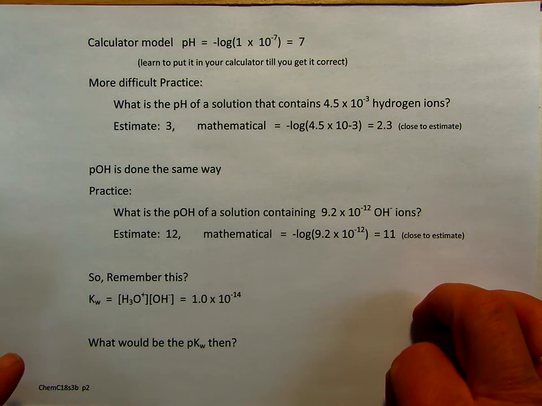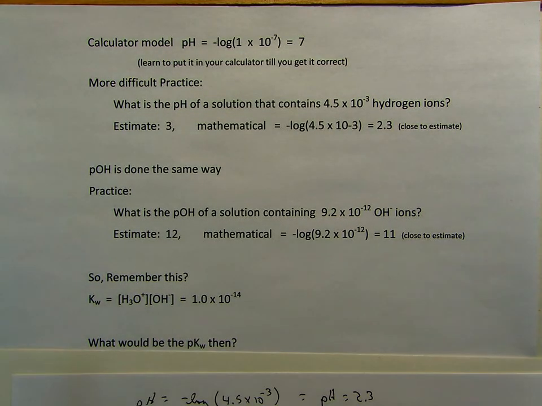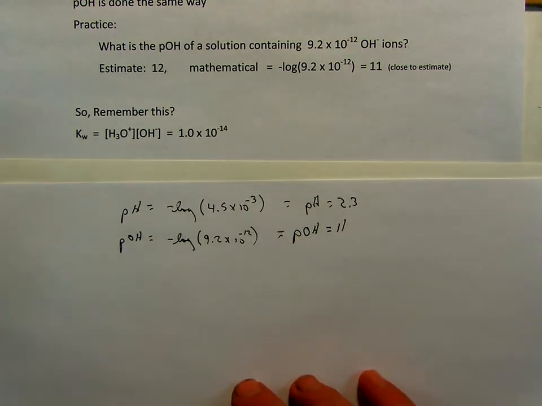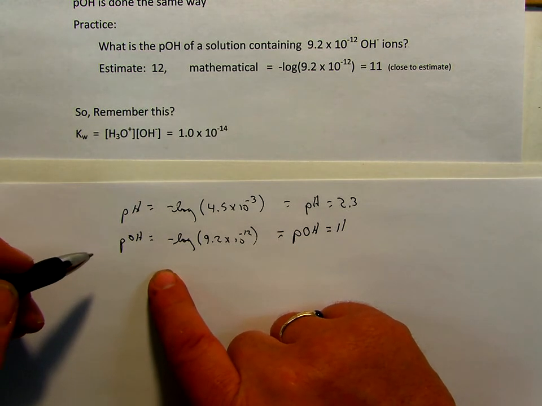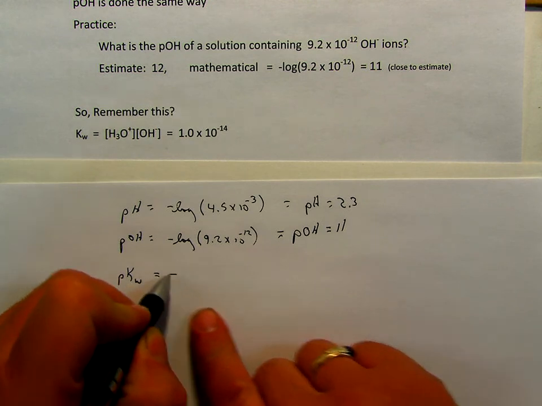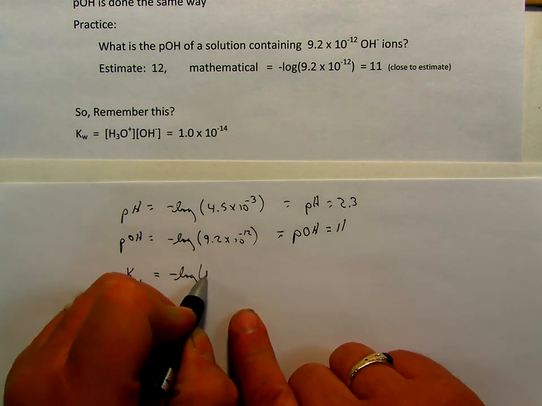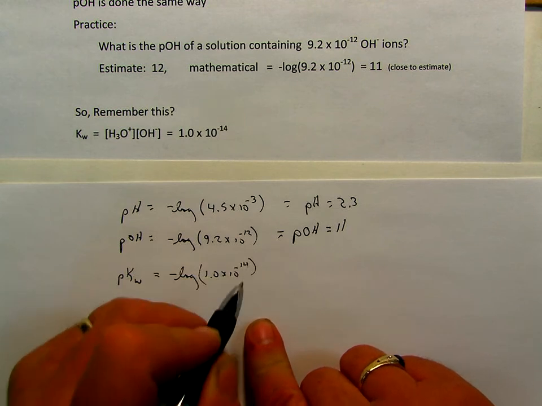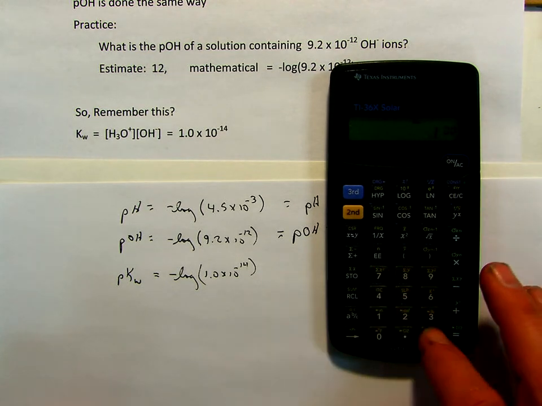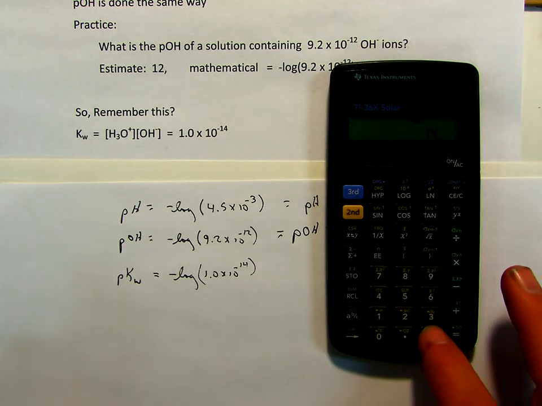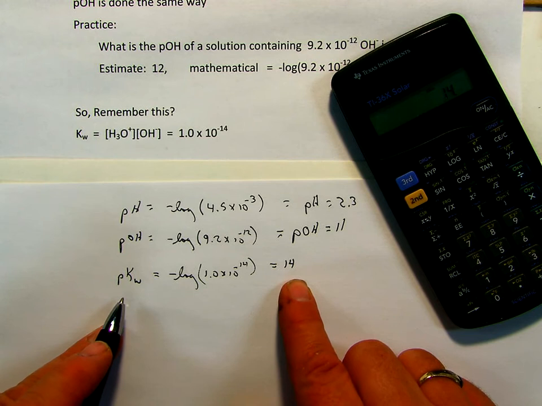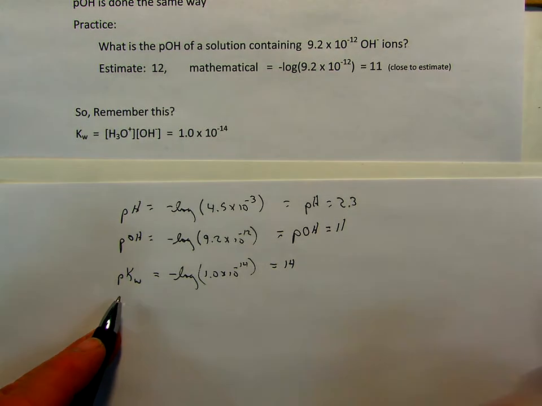So let's try it to double check and make sure that I've done it right. Anytime you have that P in front, I indicated earlier it was parts, but now we know it to mean negative log of whatever follows it. So the pKW is equal to the negative log of the KW, which is 1.0 times 10 to the negative 14. You're going to put that in your calculator: 1 exponent negative 14, log button and the plus minus key. There it is. That's one of those things you just absolutely have to know, that the pKW is equal to 14.